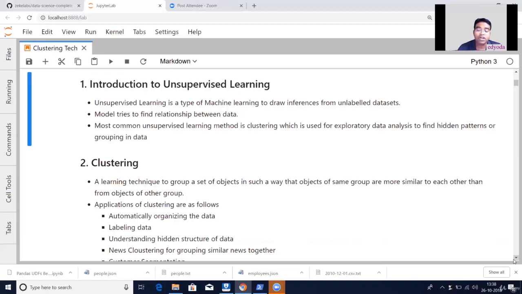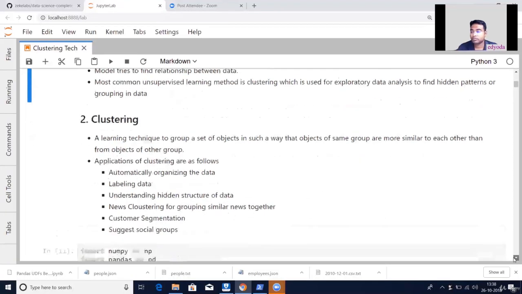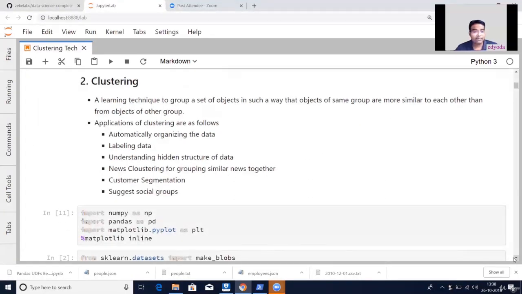For example, you have your customer records and you want to find out which are the similar types of customers. So let's now get into clustering. This is one of the unsupervised learning methods. Apart from clustering, you have associations, which we'll see in the later part of the course. Let's understand what is clustering.